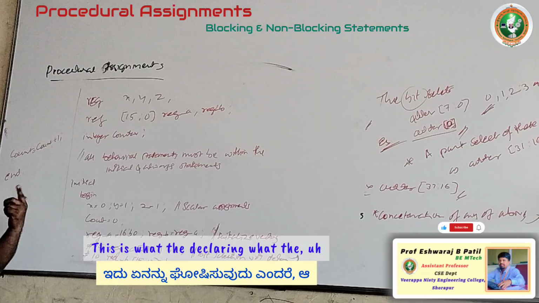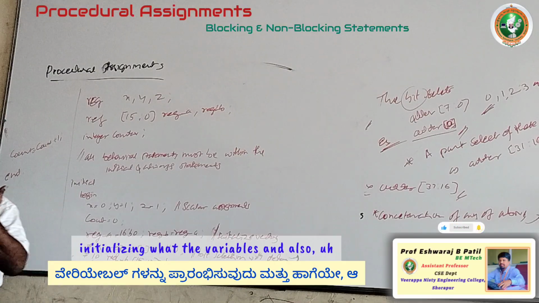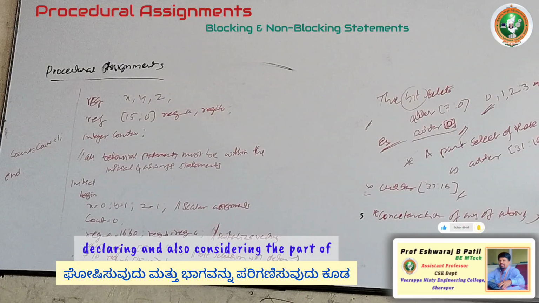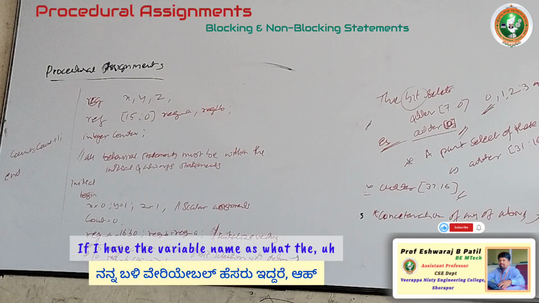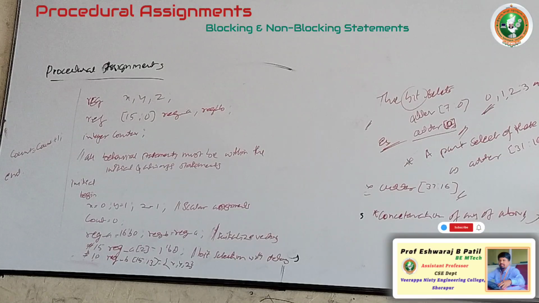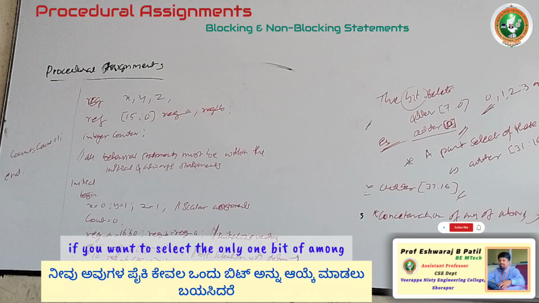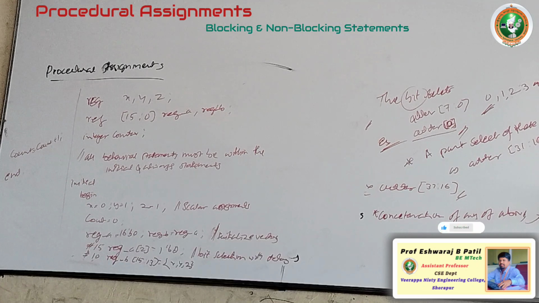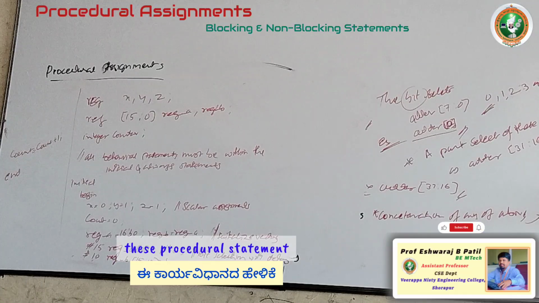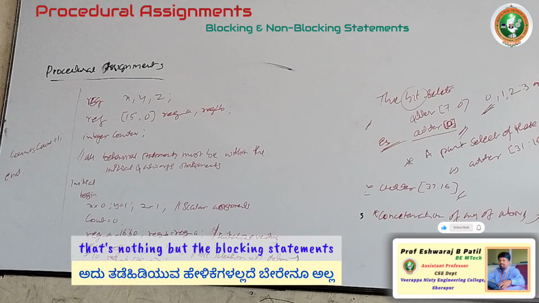This is declaring and initializing the variables, and also considering part of the variable value. If I have a variable of 32 bits, I can select only 8 bits of it if I want. If you want to select only one bit among 16 bits, say the 8th bit, that value alone can also be selected with the help of these procedural statements. That's nothing but the blocking statements.